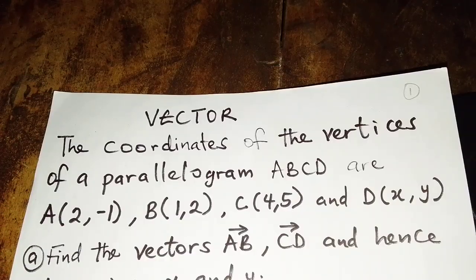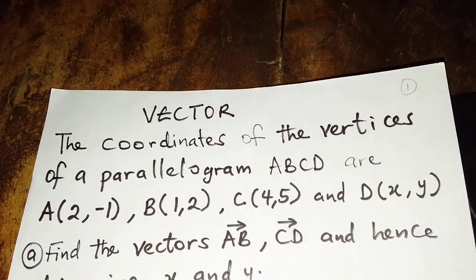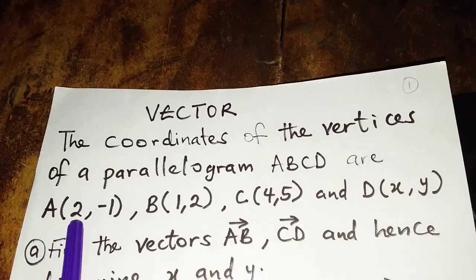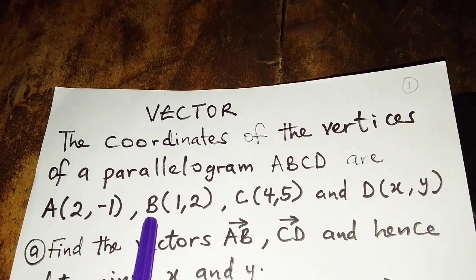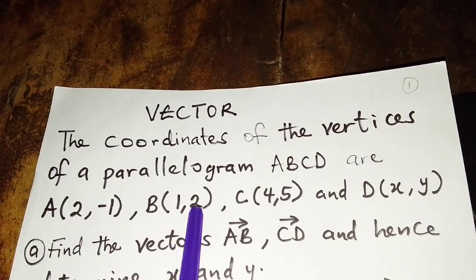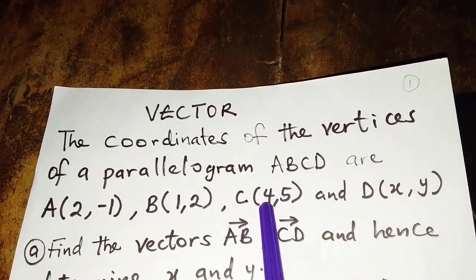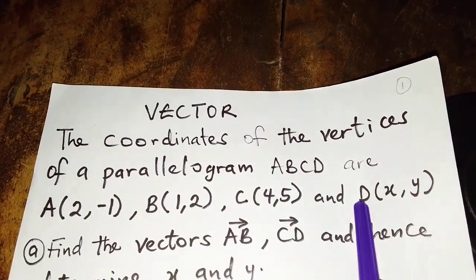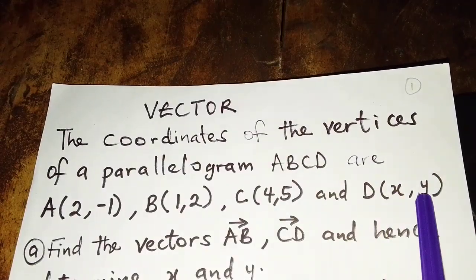The coordinates of the vertices of a parallelogram ABCD are: coordinate A is (2, -1), that means x is 2 and y is -1; coordinate B, when x is 1, y is 2; coordinate C, when x is 4, y is 5; and coordinate D, we don't know the values of x and y.